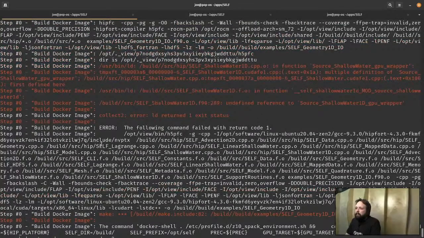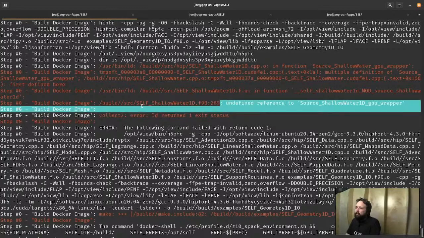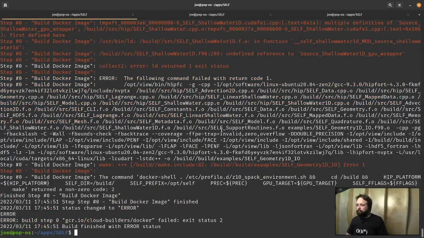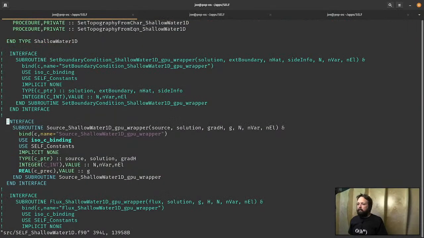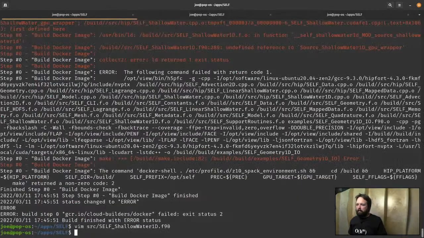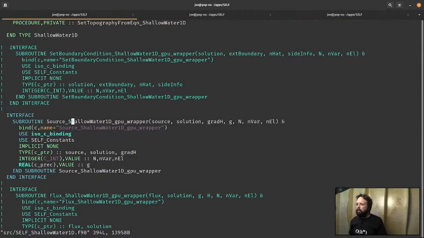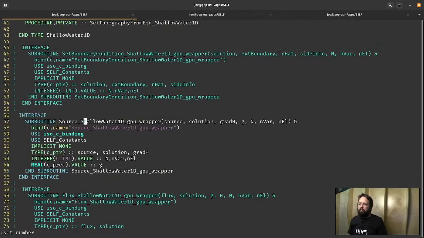So it looks like I already messed up a couple things. So I have an undefined reference to source shallow water 1D GPU wrapper. So let's take a look at that. 1D. What line was that at? 289. Make sure I spelled everything right, because sometimes that happens. 289.